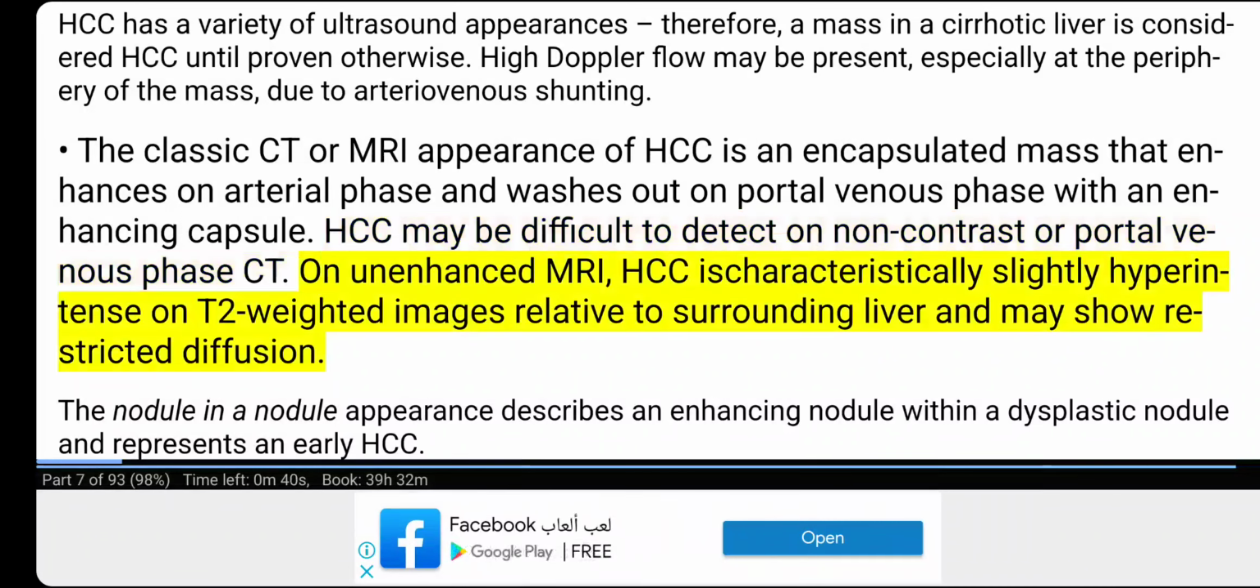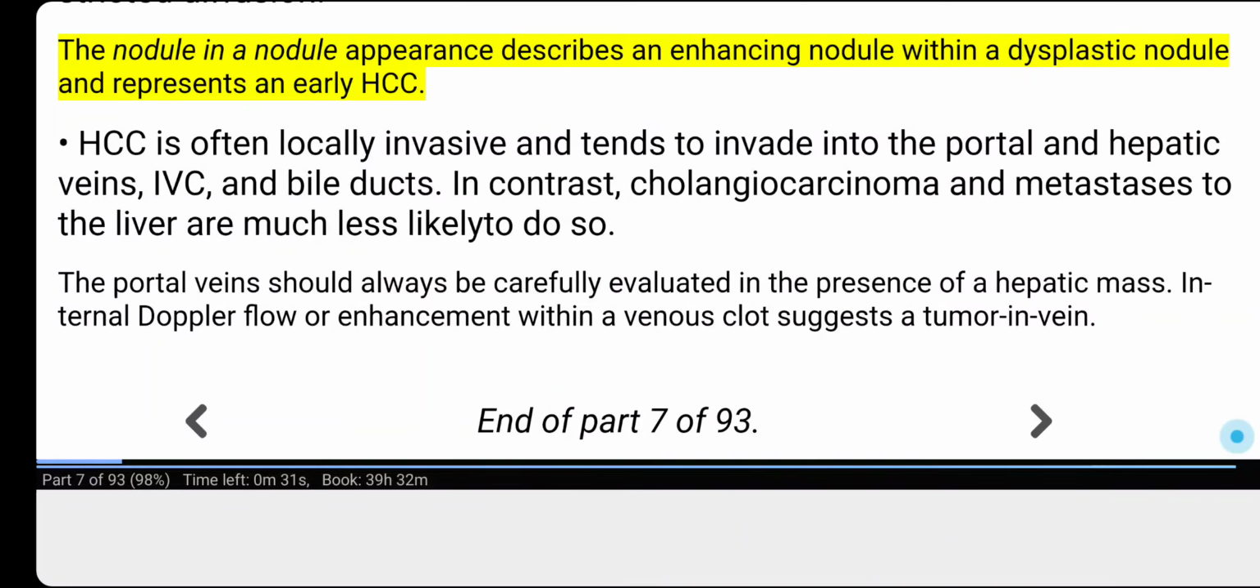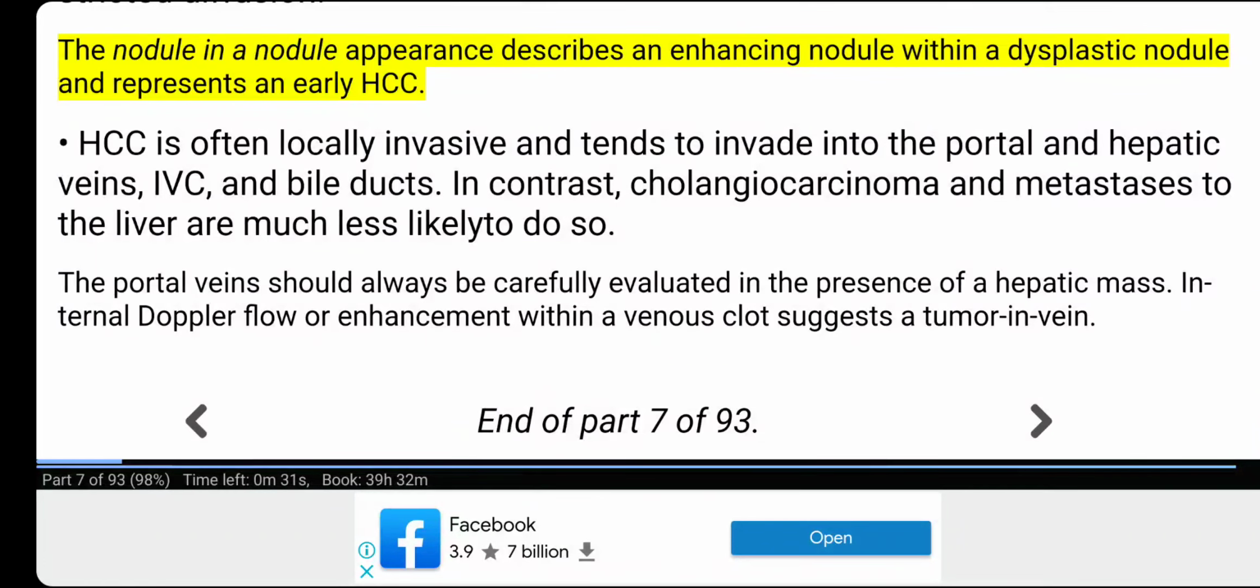On unenhanced MRI, HCC is characteristically slightly hyperintense on T2 weighted images relative to surrounding liver and may show restricted diffusion. The nodule in nodule appearance describes an enhancing nodule within a dysplastic nodule and represents an early HCC.